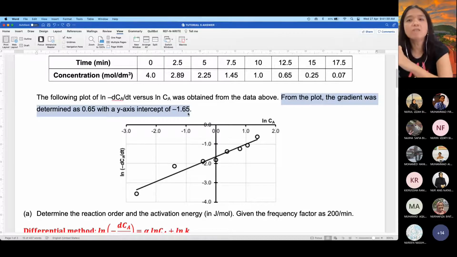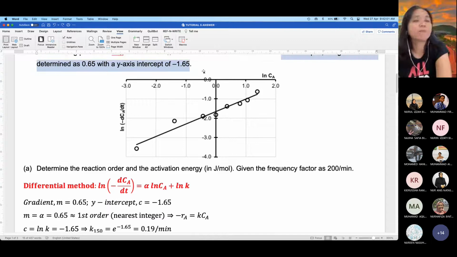So first, they give you information, the most important one being the plot: they tell you the x-axis and y-axis, what data they are. Second, they told you about the gradient, so you don't have to measure or calculate the gradient. It's already given as 0.65 and the y-axis intercept is negative 1.65. So that's all the information that we have from the plot.